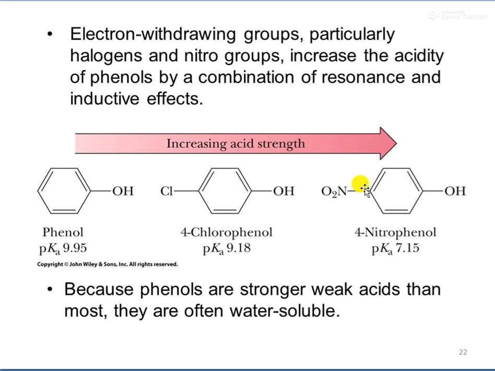So here this NO2 group is more electron withdrawing when compared to chlorine. Therefore, the acidity of the NO2 substituted phenol will be greater. Hence, the pKa value of this 4-nitrophenol is comparatively less. And we can see that the acidity strength is increasing in the order: this is the most acidic, then comes the 4-chlorophenol, then comes the phenol with no substituents here.